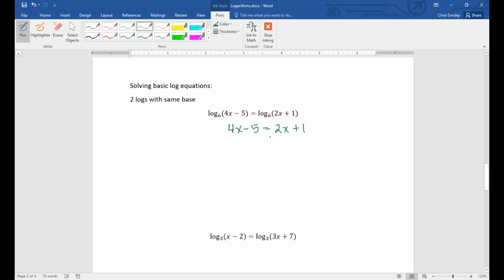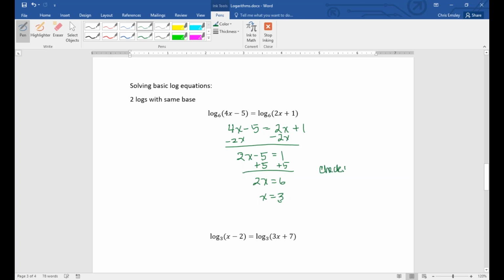And then that becomes a nice, quick and easy equation to solve. We'll add that 5 to both sides. We get 2x is 6, or x is equal to 3. Anytime you solve an equation that had logarithms in it, you always need to check your answer.